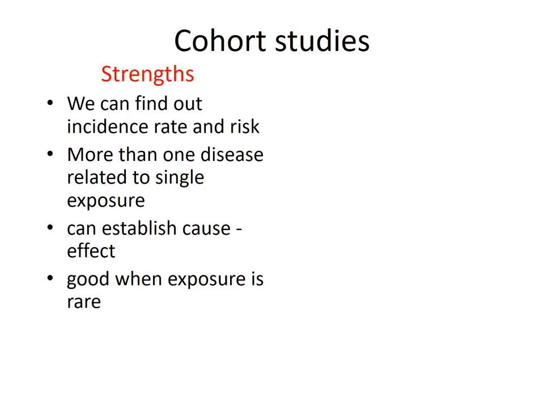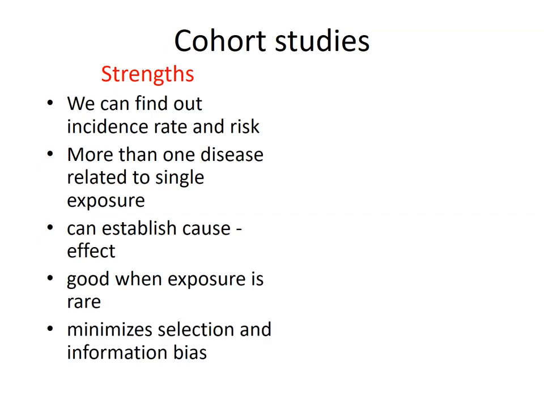Good when exposure is rare. We can use cohort study for rare exposures. However, we can't use case control study for rare exposure, as we said earlier. Minimize selection and information bias because we have control over the data. We have control over every piece of information. We start and follow up patients and obtain all the information we need. So these last two, information and selection bias, are seen more often in case control and cross-sectional studies because we don't have control over the data.